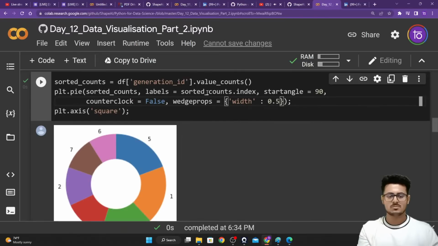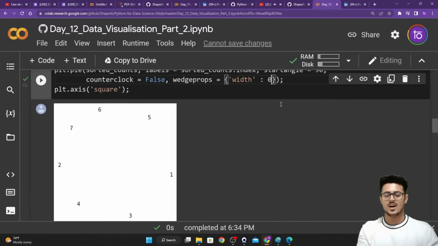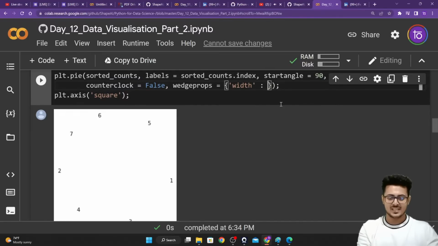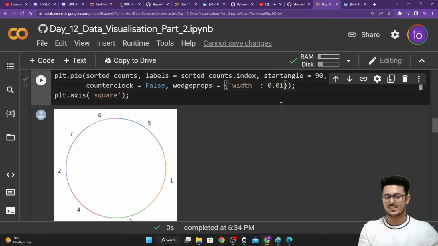So you can change this particular number of the wedge props to make a donut. If you put 0 right over here, you will get nothing. That means there's no width to your donut, so it's an empty plot. But if you change it to 0.01 or something, you will get a very thin line right over here.